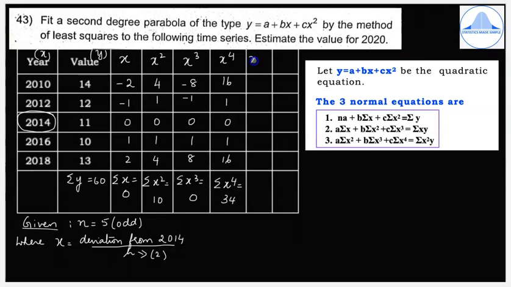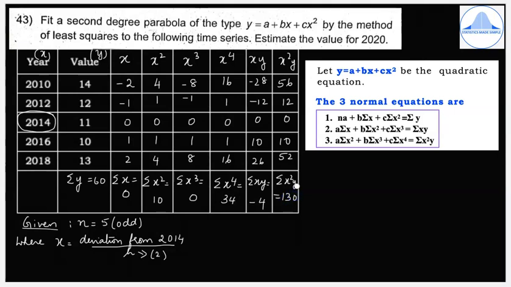Then find out xy. So you'll get minus 28, minus 12, 0, 10, 26. So summation xy is equal to minus 4. Then find out x square y. So x square into y. So 14 into 4 is 56, 12, 0, 10 and 52. So you'll get summation x square y is equal to 130.